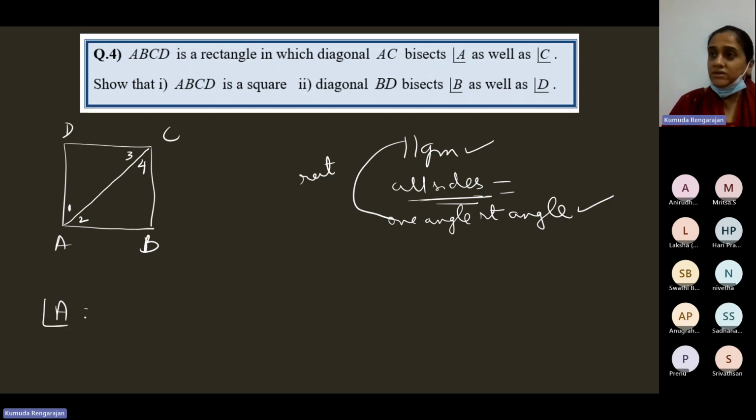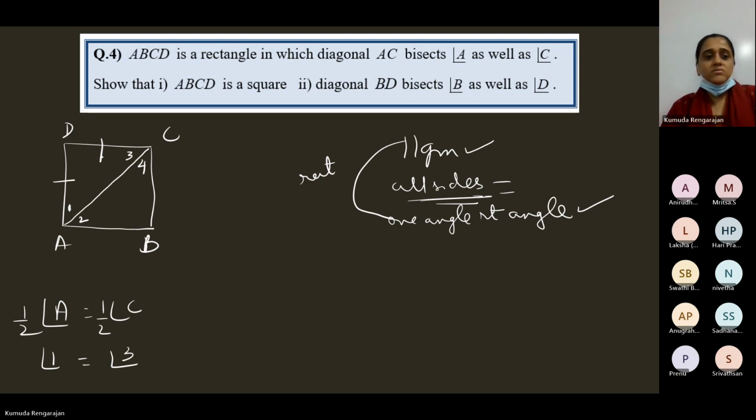Angle A is equal to angle C, right? So half of angle A is equal to half of angle C. Half of angle A is angle 1 and half of angle C is angle 3. So angle 1 is equal to angle 3. That means this side is equal to this side. So adjacent sides are equal, which means all sides are equal. So ABCD is a square.